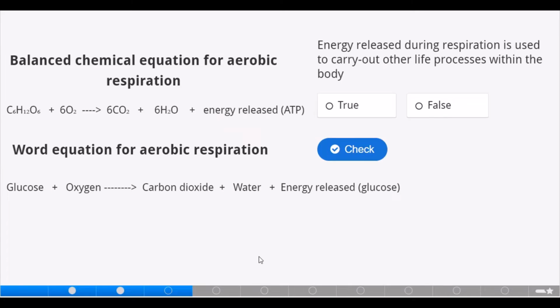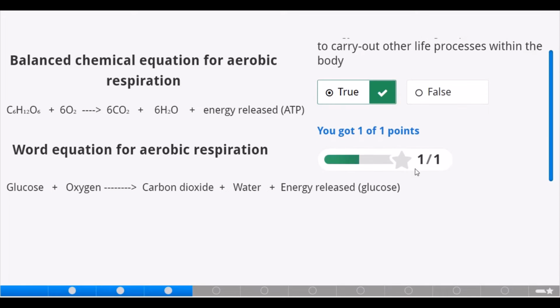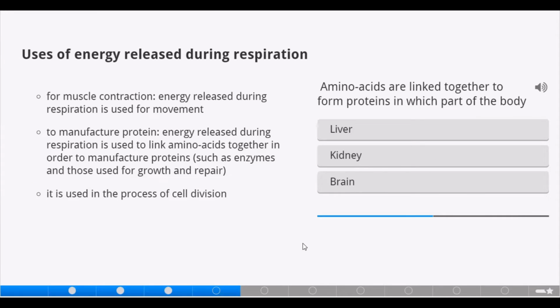Now, moving on, the balanced chemical equation for aerobic respiration is what we have stated here. We have glucose reacting with oxygen to give out carbon dioxide, water, and energy. Energy released during respiration is used to carry out other life processes within the body. True or false? True. Yes. The energy released during respiration is used to carry out other metabolic activities of the body.